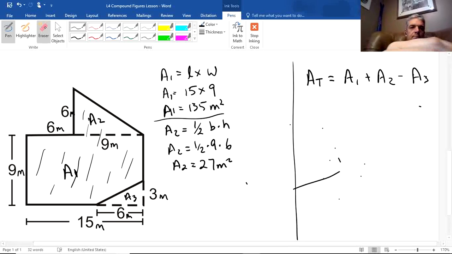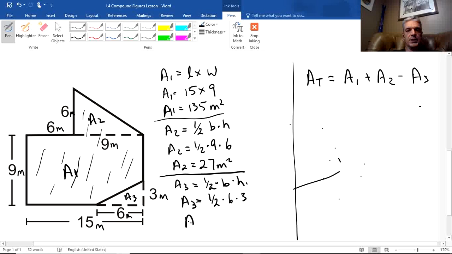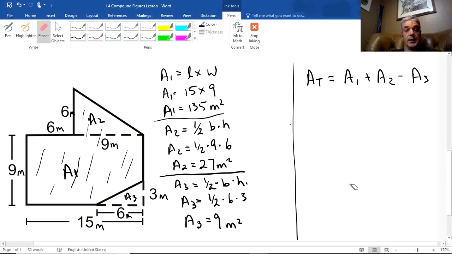And then the last one is A3. I'll draw a line again so it's clear that I'm working on A3. Again, it's 1/2 the base times the height, okay? And A3 will equal, with the base being 6, 1/2 times 6 times 3, and that works out to 9. And if you don't believe me on any of these, just go and double check it. Maybe I made a mistake and I got the area wrong. I mean, I am doing these in my head, so it is possible.